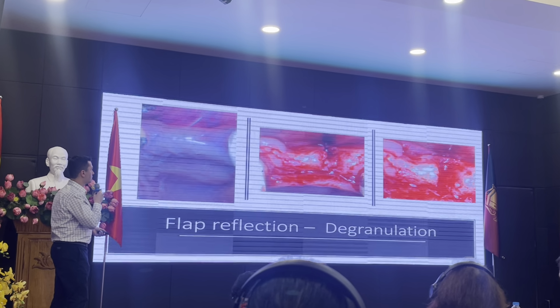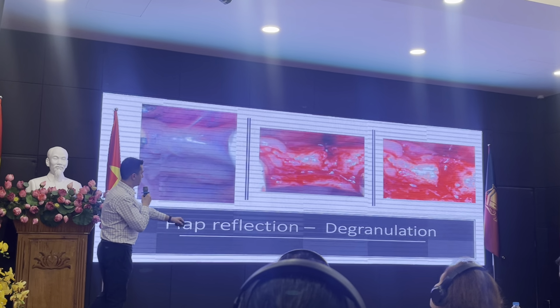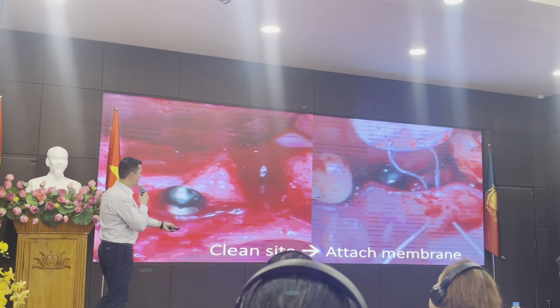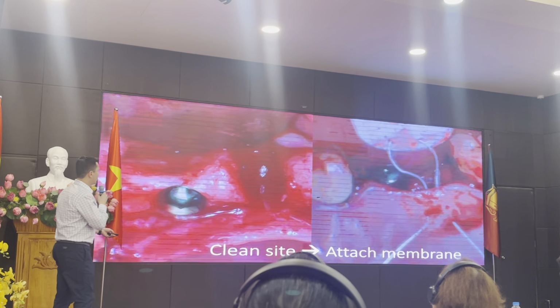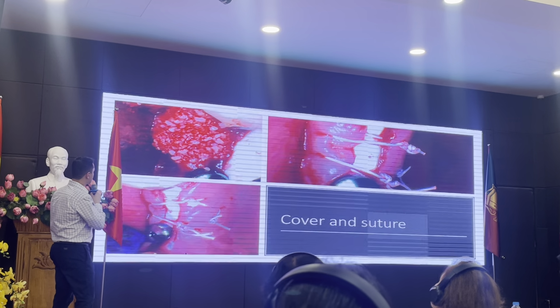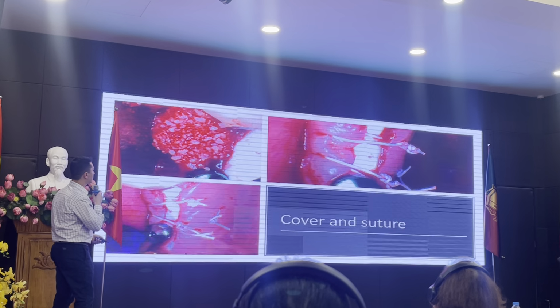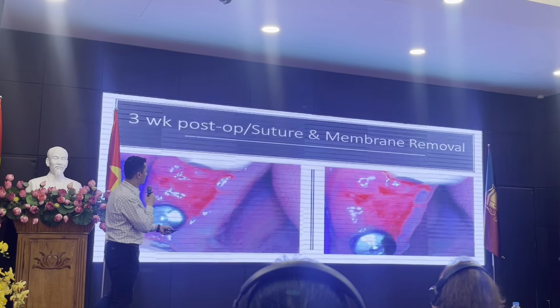Degranulate the soft tissue. After we remove the granulation tissue, there we go, we attach our membrane, same protocol. Then we place our bone graft, place our sutures, and place an implant at site number 24, and we place the implant in the anterior area as well.